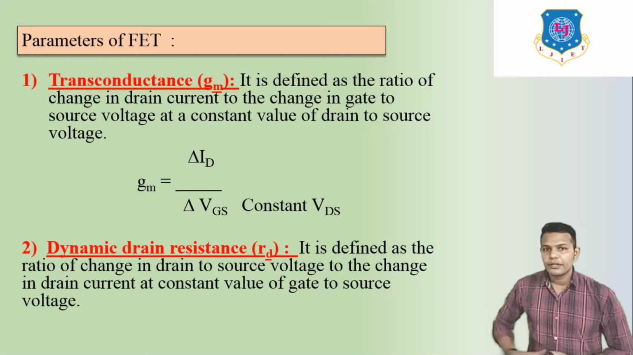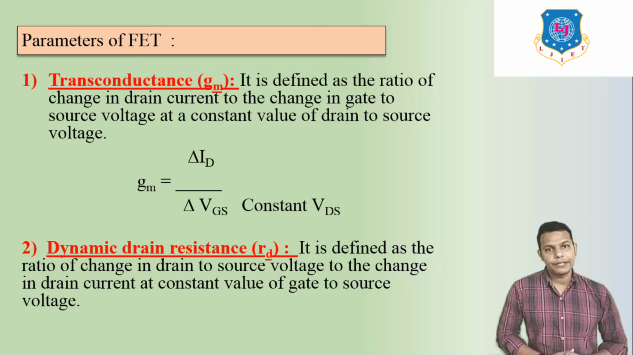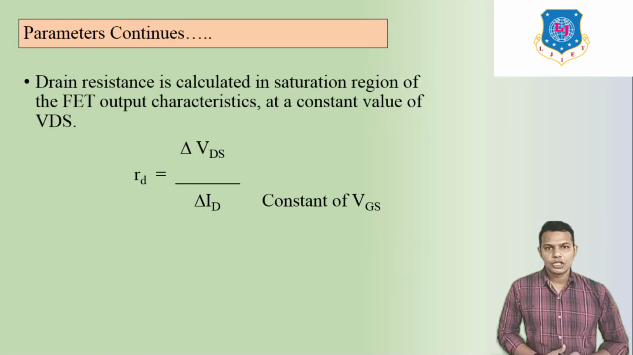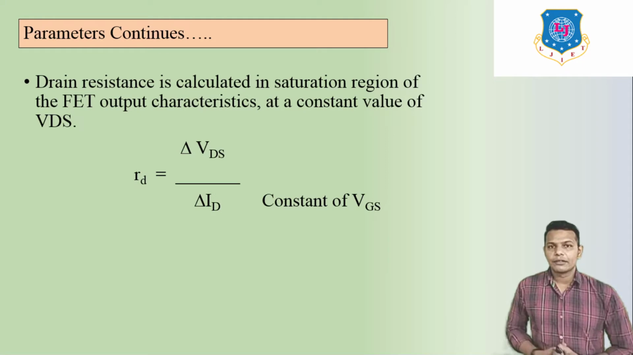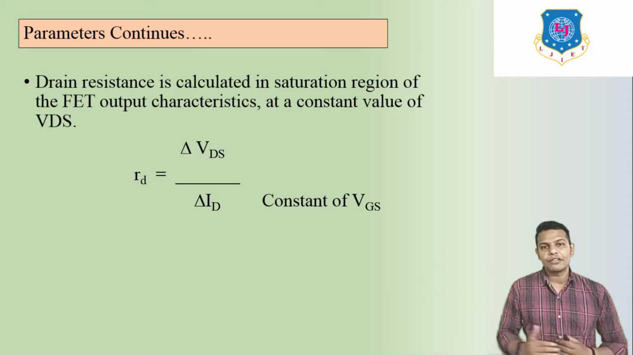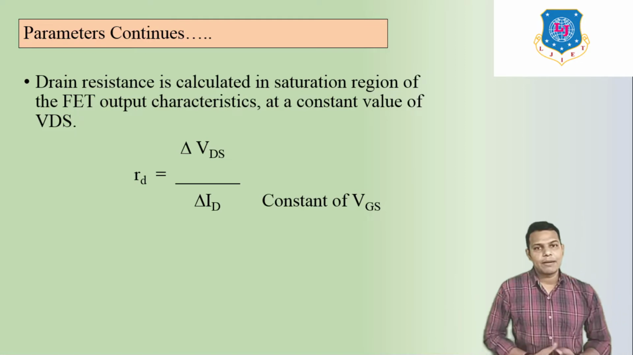Number two parameter is dynamic drain resistance, which is known as RD, and it is the ratio of change in drain to source voltage to the change in drain current at constant gate to source voltage. So here is the equation of dynamic resistance: RD is equal to delta VDS upon delta ID at constant VGS. This is the second parameter.